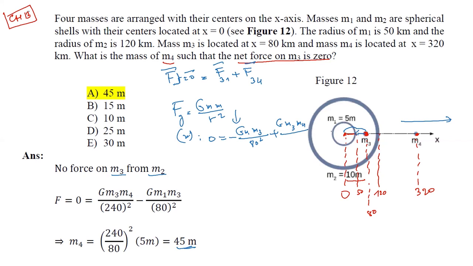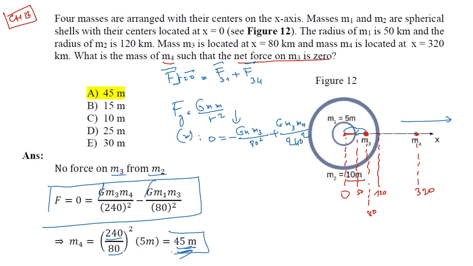What's the distance between them? You have to take 320 minus 80, so this gives you 240 squared. And this should be 0. You play with it and you have a ratio of the distances. Of course, the G will go away, since G is not 0, so you simplify by G. The units you can leave as they are in kilometers because you will have a ratio of units. And M4 should be 45 M.